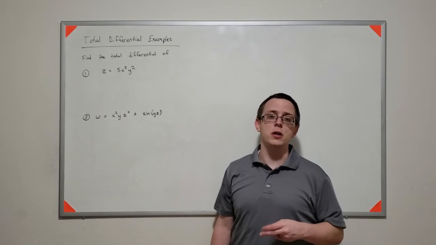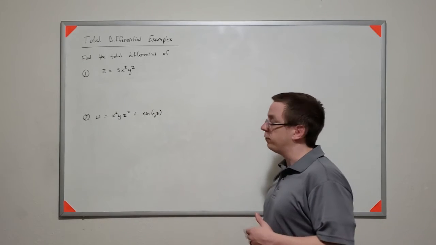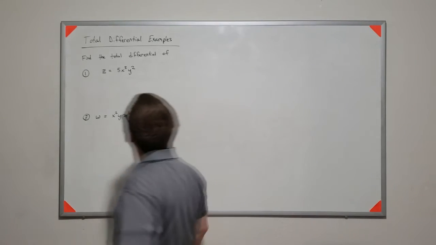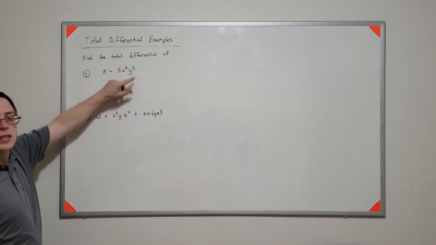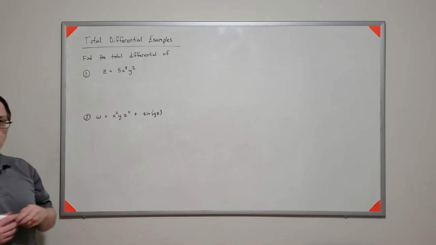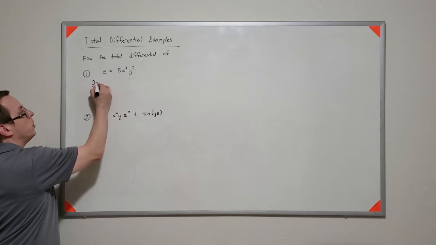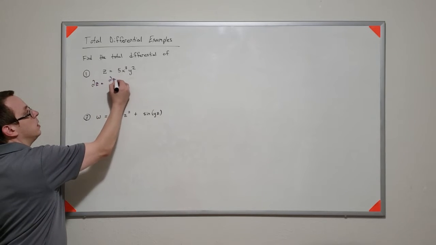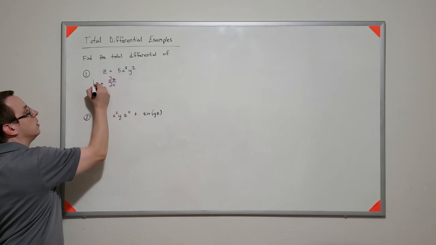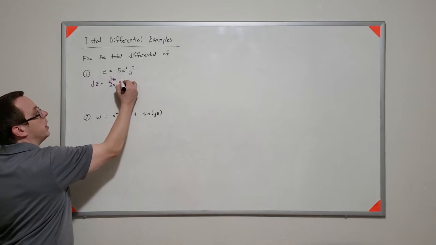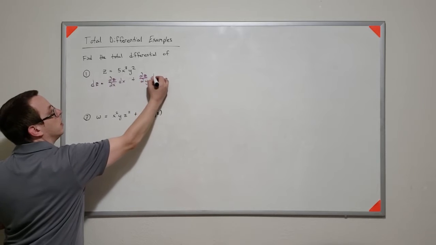We've been introduced to the concept of total differentials, so let's compute some examples for actual functions we have in front of us. So we want to find the total differential of z as a function of x and y. Remember that the total differential of z is the partial with respect to x dx plus the partial with respect to y dy.